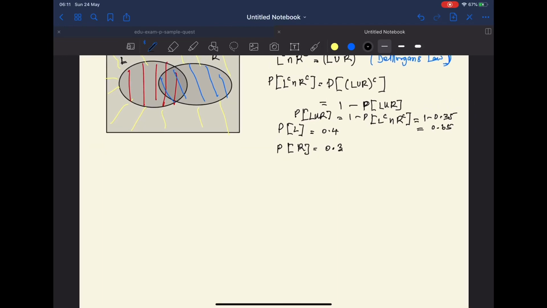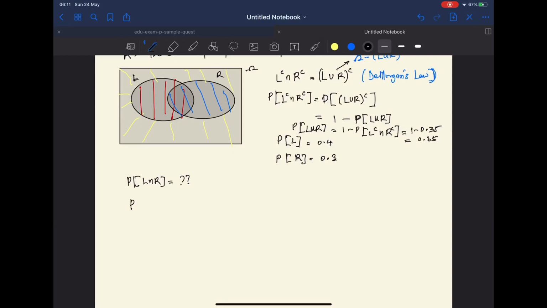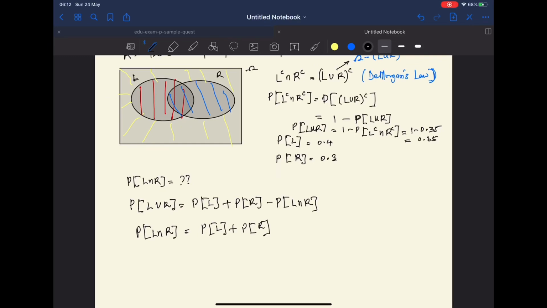Now, what we are interested in is the probability of L intersection R, which we don't know. We are familiar with this: the probability of L union R is the probability of L plus the probability of R, minus the probability of L intersection R. So we can easily find the probability of L intersection R, which is the probability of L plus the probability of R, minus the probability of L union R.